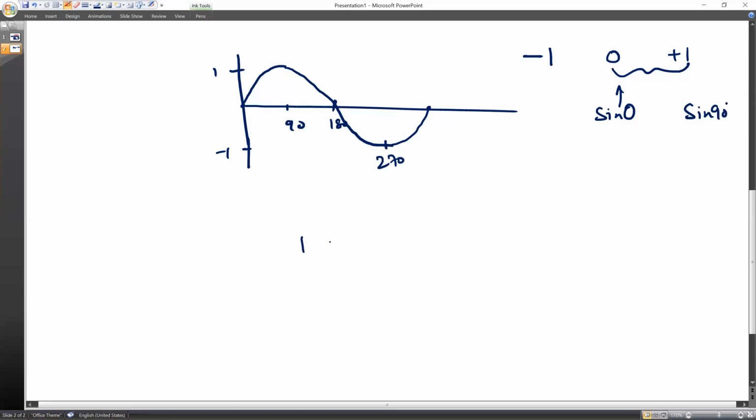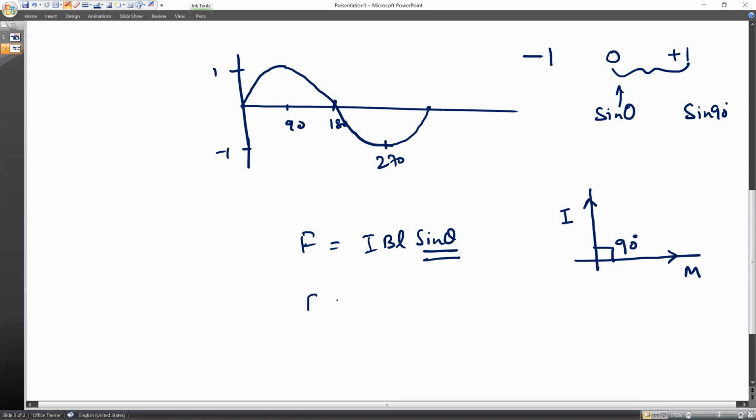Now I'm talking about the force. Force is equal to IBL sin theta. If the current and the magnetic field are placed at 90 degrees to each other, like if this is the current direction I, and this is the magnetic field direction, and the angle between them is 90 degrees, the force will be maximum. Why? Because sin theta is 1, so F = IBL sin 90 = IBL into 1, which is the maximum value.